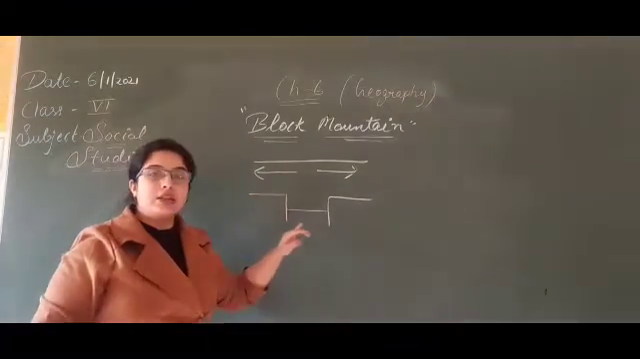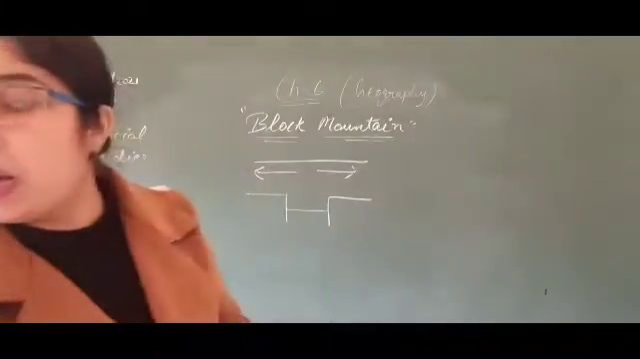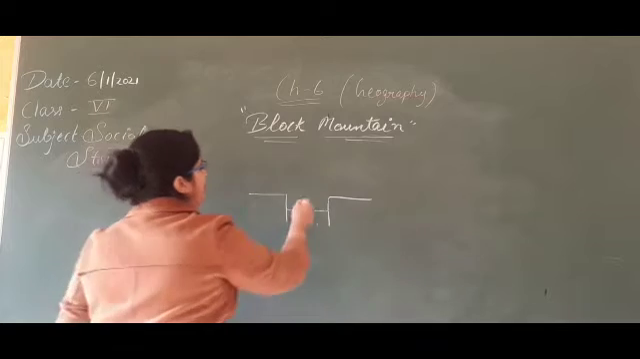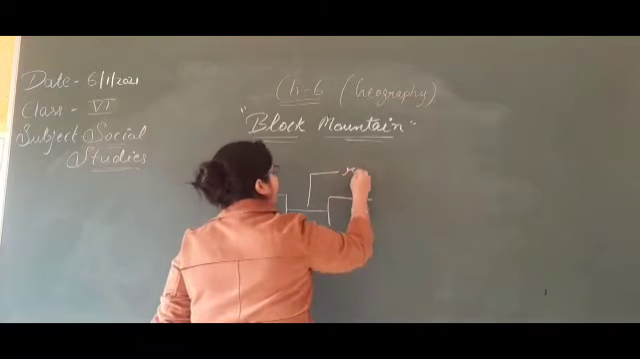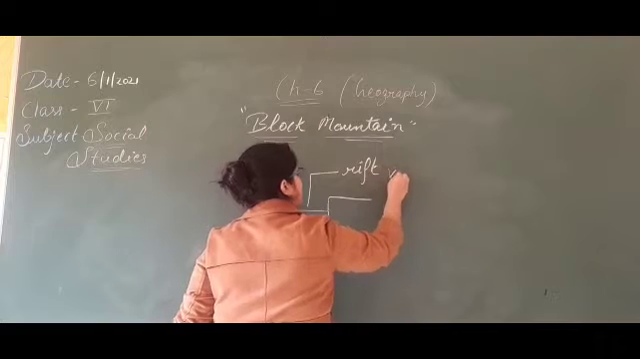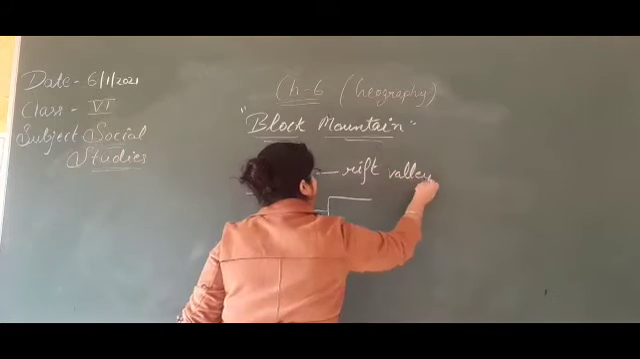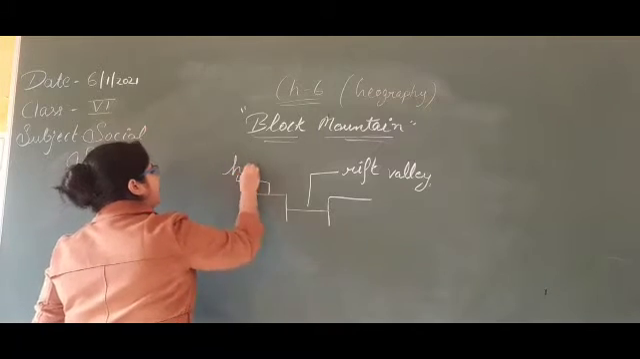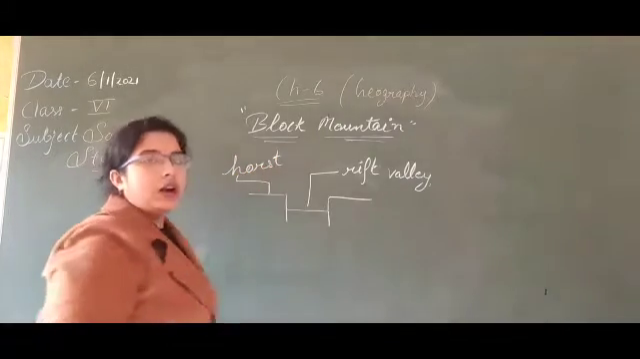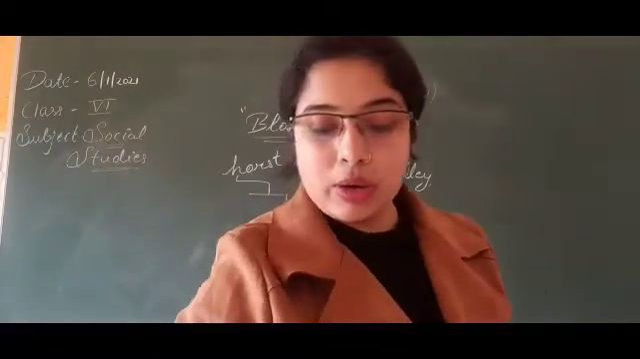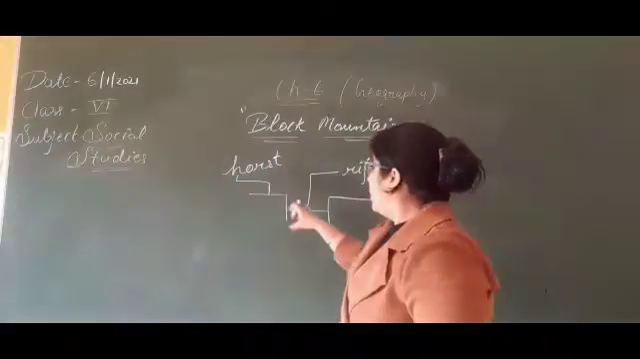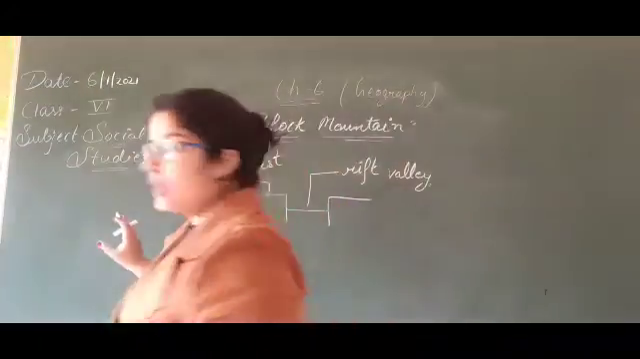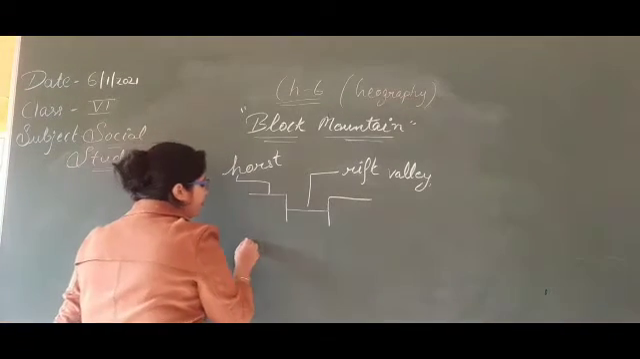The inner part between the block mountains is known as rift valley. And the upper part of the block mountain is known as horst. The upper part of the block mountain is known as horst, and the inner part is known as rift valley. If sometimes what happened?